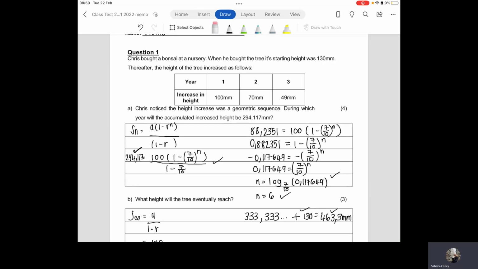First, notice the height increase was a geometric sequence, which means we've got a constant ratio. During which year will the accumulated increased height be 294,117? It's important to use your series formula because they're looking for accumulated increased height, which means if I added all the increases together, when will it get to that height? You used your series formula and you got that in the 6th year. So pause if you want to take down the corrections.